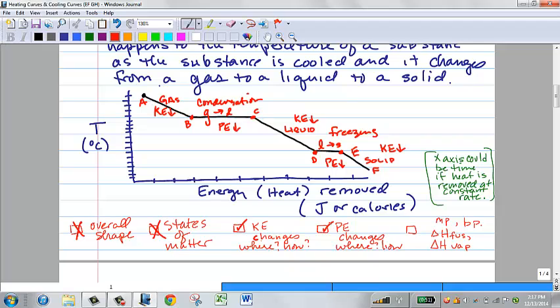Shouldn't they be called the condensation point and the freezing point? Well, sure, typically, but those are the same thing. For example, if this were water, water condenses at 100 because water boils at 100. Those are the same temperature. So this is the boiling point, or the plateau from D to E. We don't typically use that phrase. We always call it the boiling point.